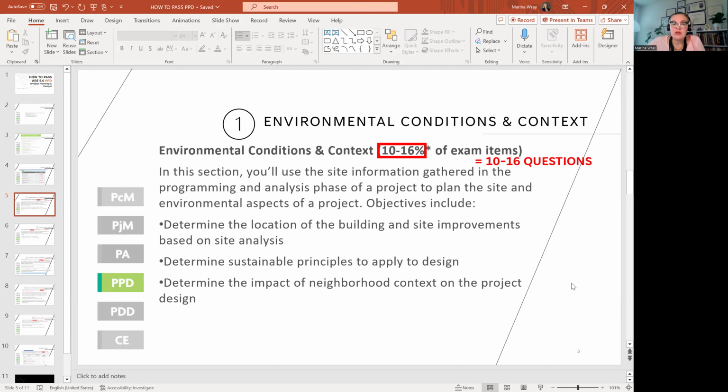The next objective is determine sustainable principles to apply to design. And again, climate is everything here. Make sure that you review some of the LEED principles as well, because this will be very helpful for your exam. You need to understand how that works, how the location and transportation works for your site, and always think as a sustainability ambassador in this exam. Just wear that hat for the exam.